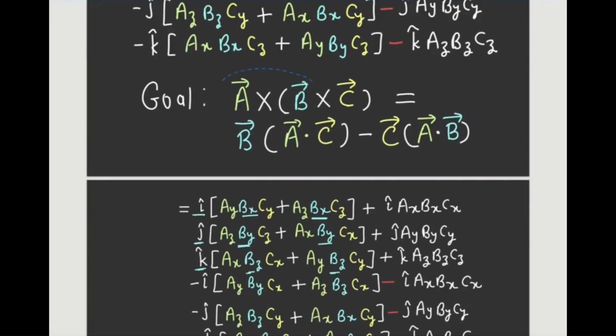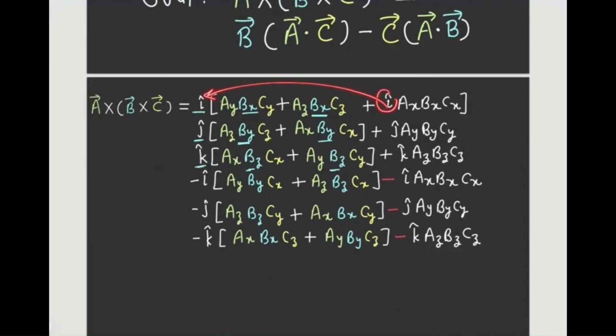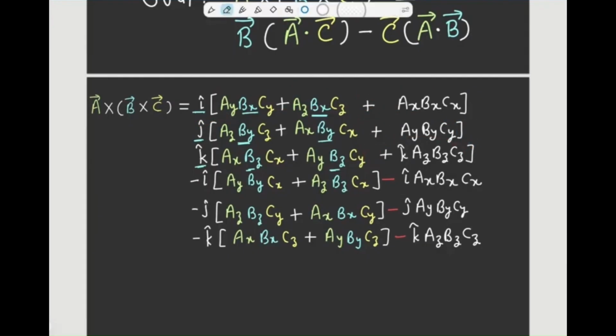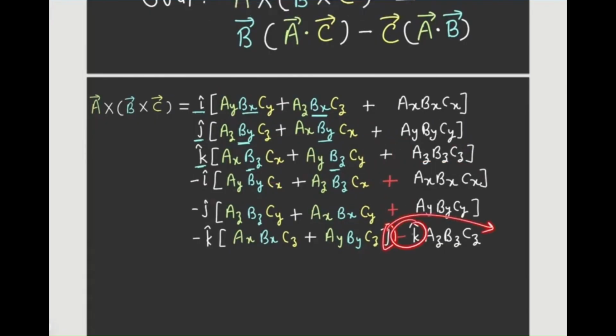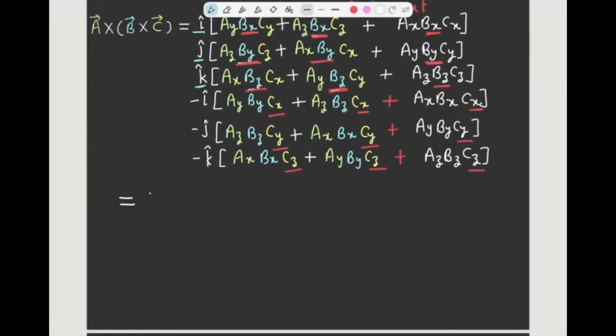az, bz, cz. Next, we'll factor out bx from the unit vector i hat term, by from the unit vector j hat term, and bz from the unit vector k hat term. We're not about to stop here. We will factor out cx from the negative unit vector i hat term, cy from the negative unit vector j hat term, and cz from the negative unit vector k hat term.